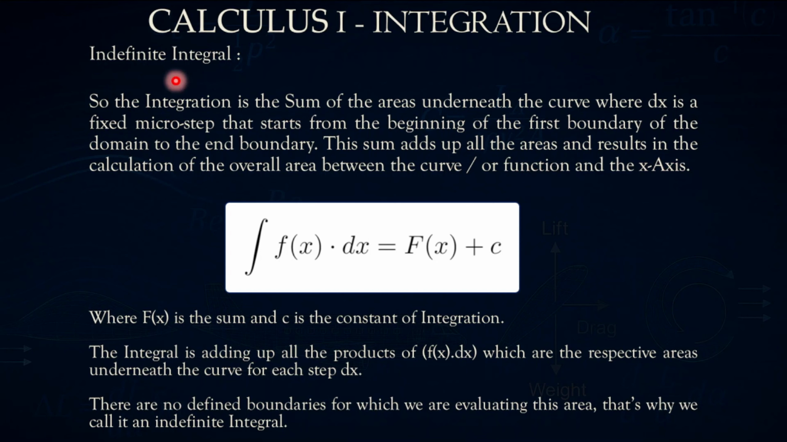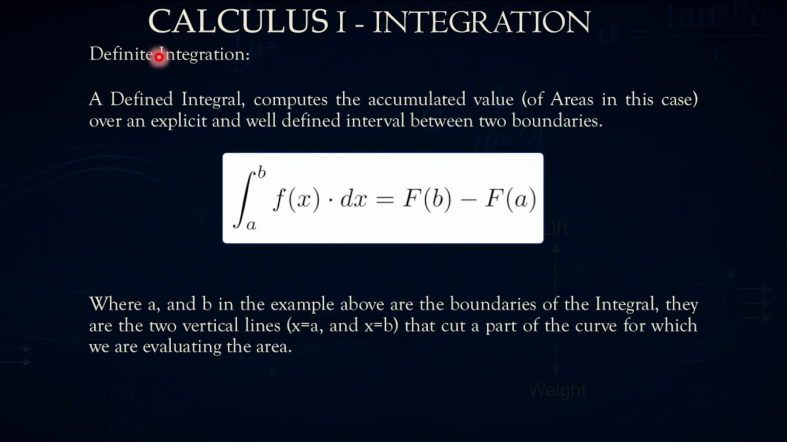Of course, in an indefinite integral, you don't have boundaries. You are summing throughout the whole definition domain of the function. So F(x) in such a case is the sum, and c is the constant of integration. So the integral of f(x) dx is equal to capital F(x), which is the result of the integration, plus c. The integral is adding up all the products of f(x) dx, which are the respective areas underneath the curve for each step dx. There are no defined boundaries for which we are evaluating this area. That's why we call it an indefinite integral.